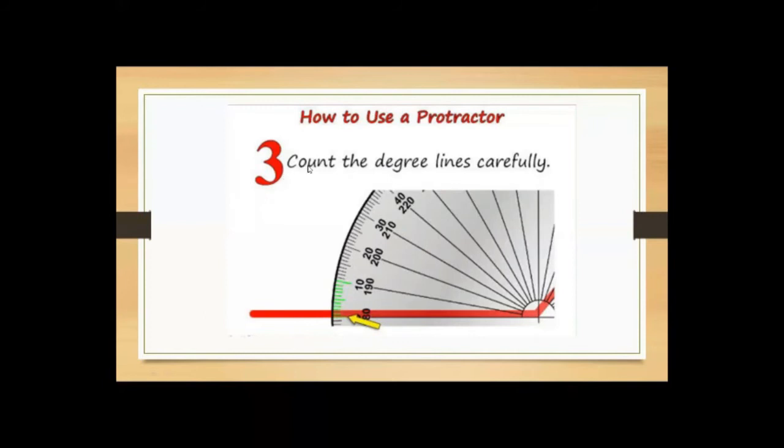Okay, the third step is to count the degree lines carefully. You can count the degree lines carefully, students. From this line, this is 0. Then there are 10 lines between 0 and 10, so they are mentioning 10 here. Now again 10 lines between 10 and 20, so they are mentioning 20 here. So we count one by one which degrees are measured here.